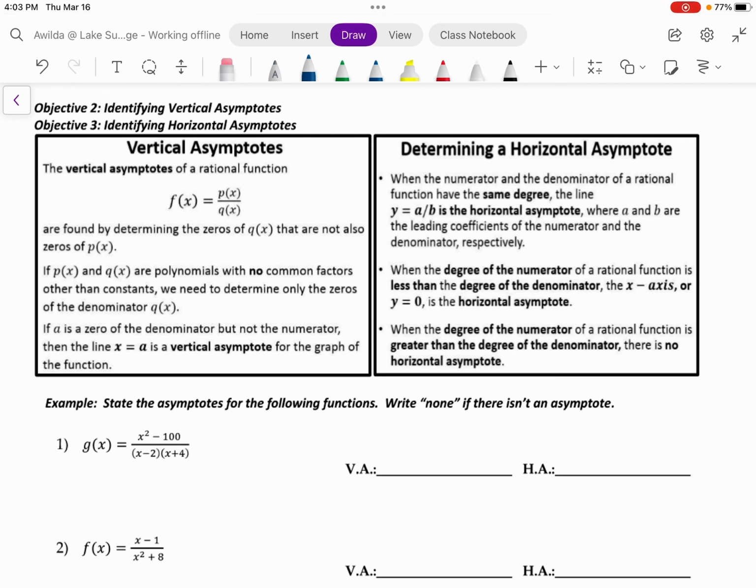A vertical asymptote for a rational function is found by determining the values of x that cause the denominator to be 0, but that aren't also zeros of the numerator. We're going to explore these values later on in this lesson. So if there's a value of x that causes the denominator to be 0, but not the numerator, then this will identify a vertical asymptote. Because these are vertical lines, their equations will have the form x equals a, where a is a 0 of the denominator.